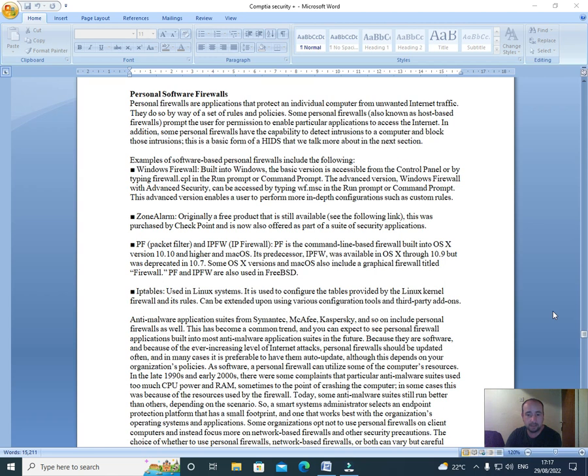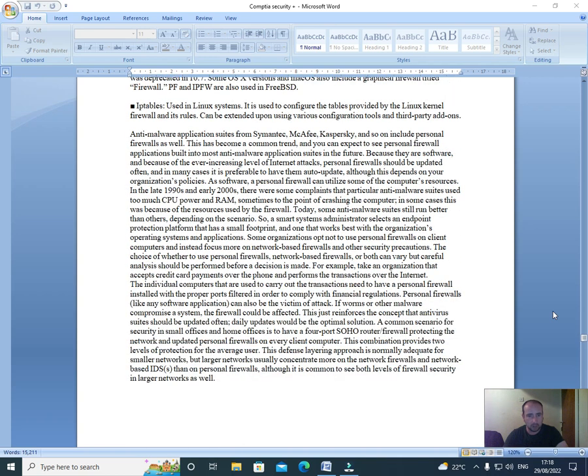PF Packet Filter, IPFW IP Firewall. PF is a command line based firewall built into OS X version 10.10 and higher, macOS. Its predecessor IPFW was available in OS X through 10.9 but was deprecated in 10.7. Some OS X versions and macOS also include a graphical firewall titled Firewall. PF and IPFW are also used in FreeBSD. iptables, used in Linux systems, is used to configure the tables provided by the Linux kernel. Firewall and its rules can be extended upon using various configurations, tools and third-party add-ons.